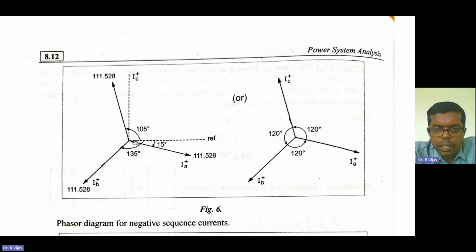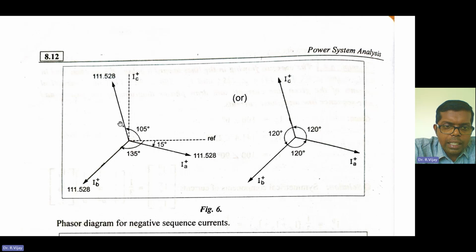So with the reference to this, plus 105 degree is here, and also the magnitude is 111.528. So now you just take the protractor and you just calculate it. You will all have the same magnitude, that is 120 degree. Here you see this also 120 degree. So 105 plus 15 degree, 120 degree. Here 135 minus 15 degrees, 120 degree.